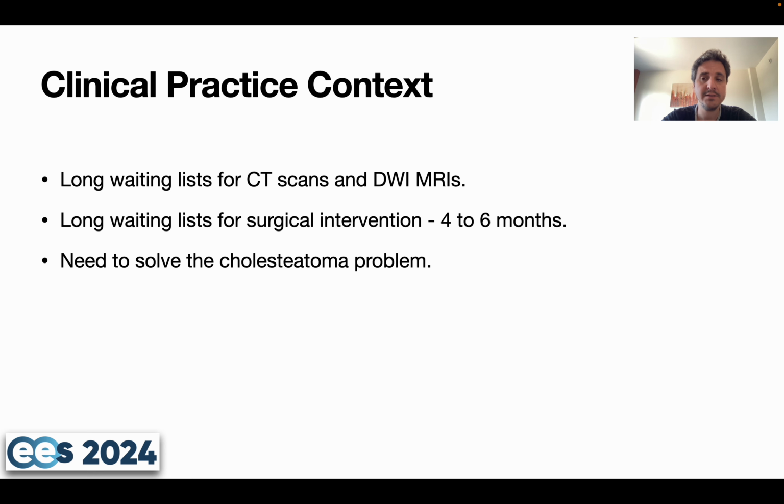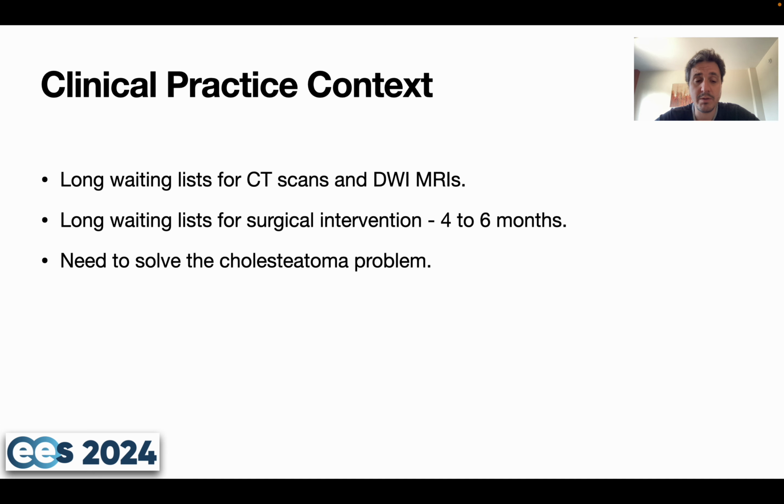In my case, I have a long waiting list for CT scans and DWI MRIs, so they're not very available at the moment I want them, so I have to wait for results. And also, we have a long waiting list for surgical interventions. Usually, for cholesteatomas, we try to prioritize them, but still we have a surgical waiting list of 3 to 4 months, because we have a lot of cholesteatomas.